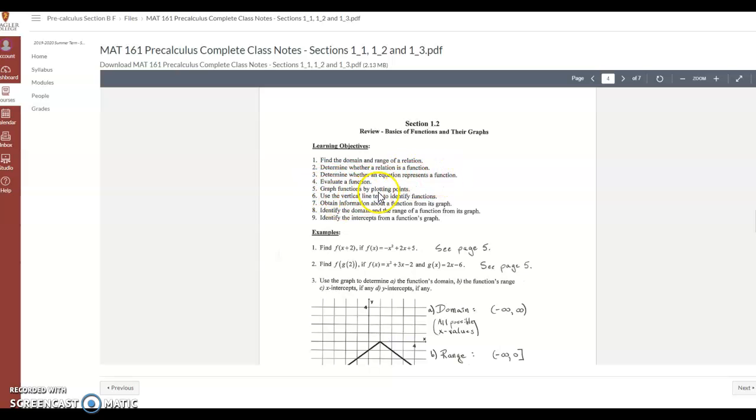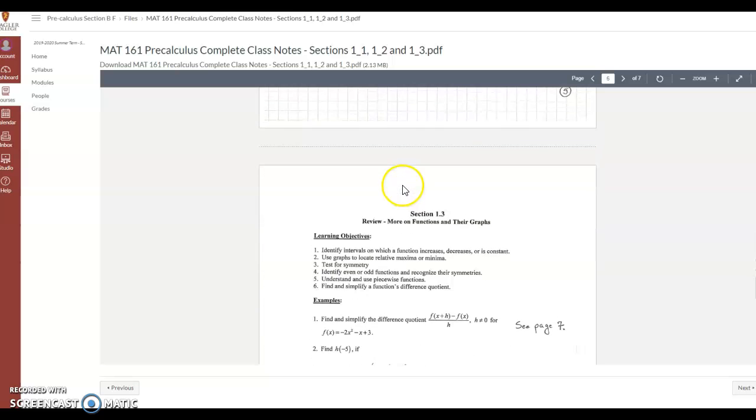Evaluate a function. Graph functions by plotting points. We want to use the vertical line test to identify functions. Obtain information about a function from its graph. Identify the domain and range of a function from its graph, and be able to identify the intercepts where it crosses the x and the y axis from a function's graph.